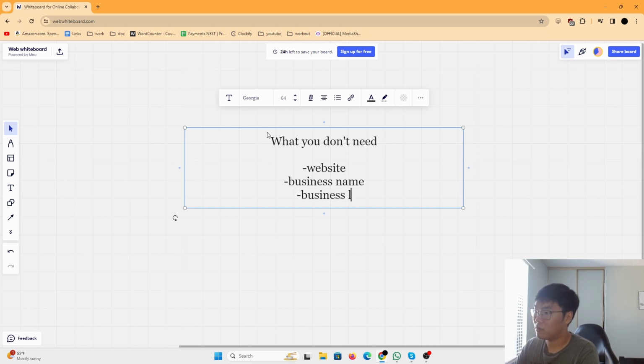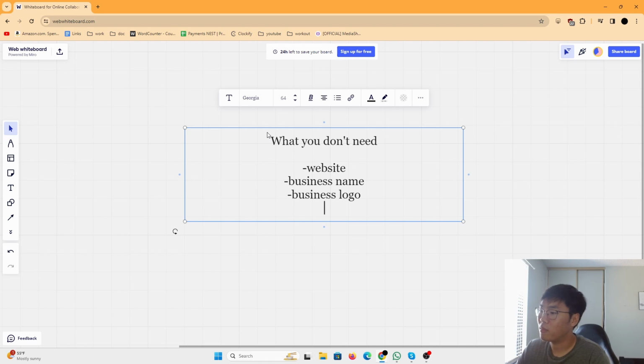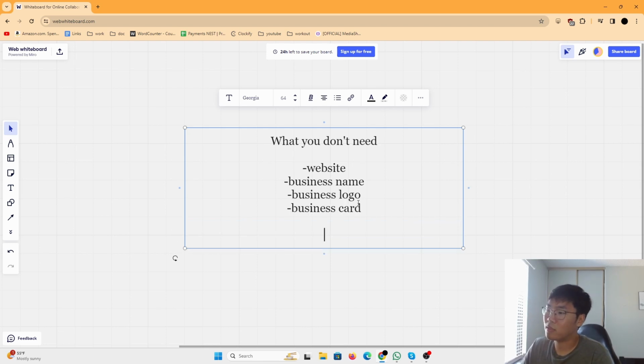a business logo. I'll see people spend so much time thinking about their business name, thinking about their logo designs, or talking with different people about who can create the best looking logo. You don't need it. I've never sent my client my business name. Oh, and also a business card. You're gonna be doing things online, so that's beside the point. You don't need a business card or a logo or a name.